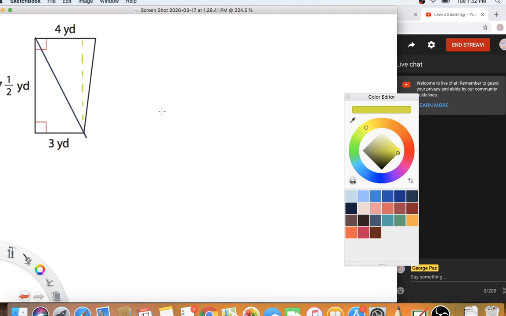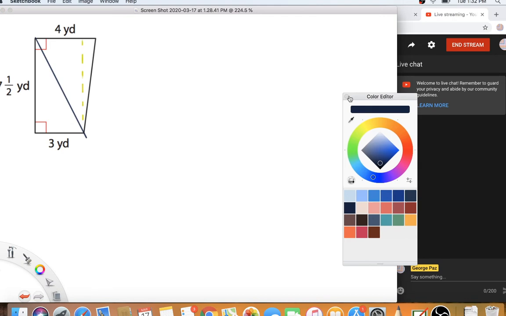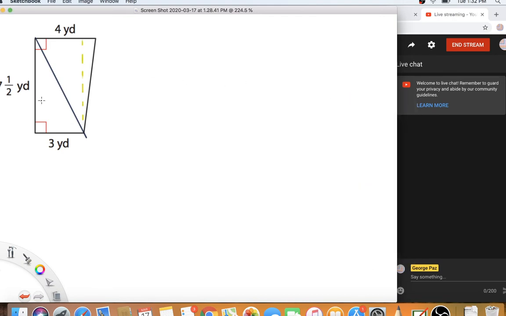So for this triangle, we would do 7.5 times 3 times 1/2. And then for this triangle, we would do 4 times 7.5, because it's the same height as this one. So 4 times 7.5 times 1/2. So the formula should look like this. So let's put some stuff in here. This will be triangle 1, and this will be triangle 2.